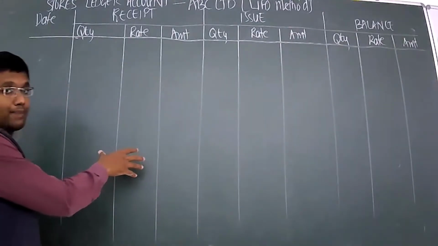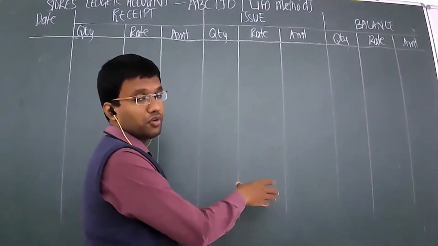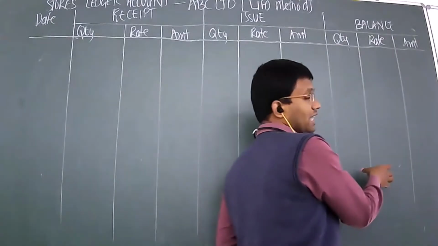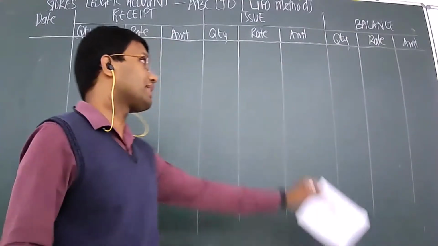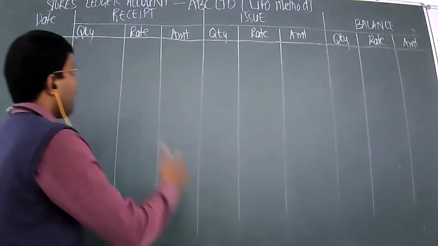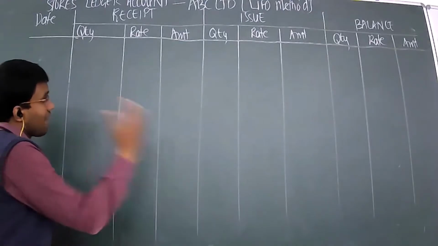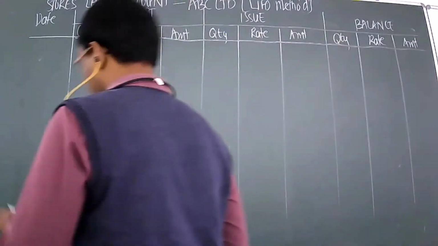Receipt we use for capturing whatever purchases you carry out. Whenever you have to carry out any consumption, that gets recorded under issue. And as and when you have transactions, it is mandatory to record your balance. That gets captured in this column. In each of these sections, we will be capturing the quantity, rate, and then the amount. So with that note, let us start off with the entries for this particular question.